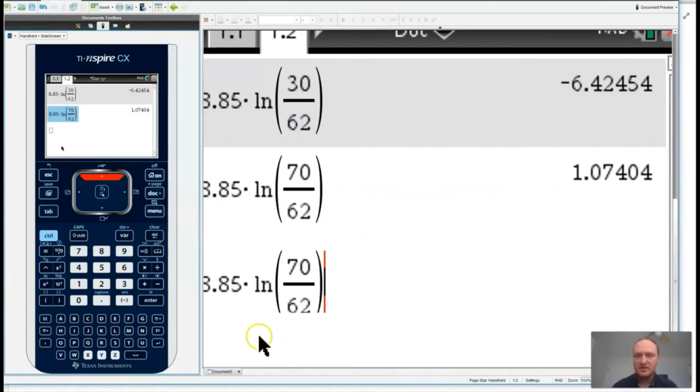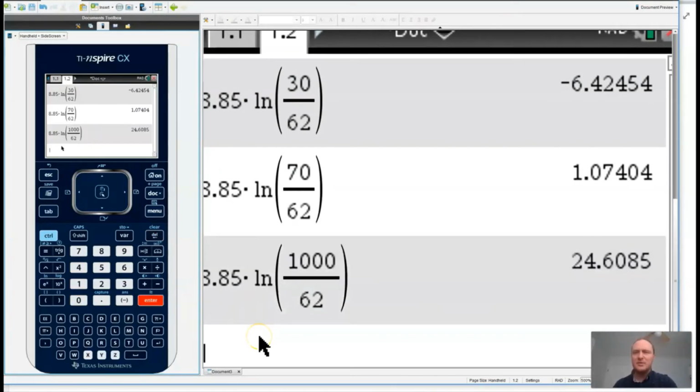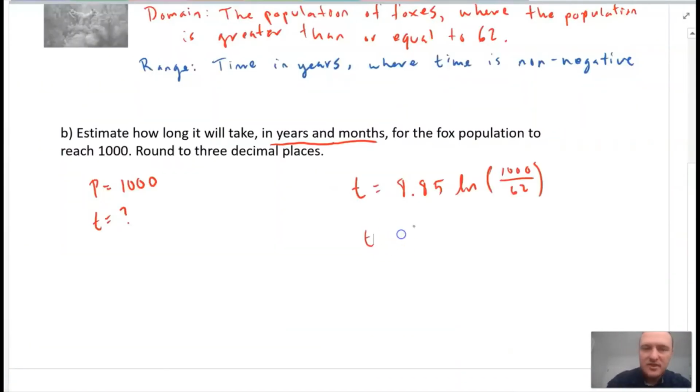So let's go ahead and plug this in. Here's my function, and I'm going to make my input 1,000. I want the population of the foxes to be 1,000. T is approximately 24.6085. Note that this is 24 years, and this is also years.